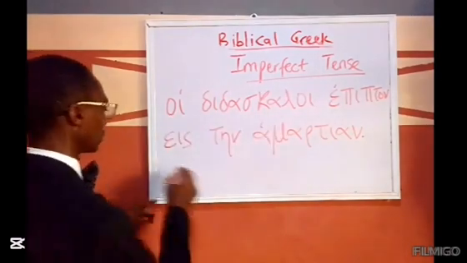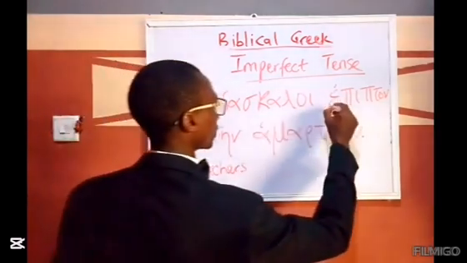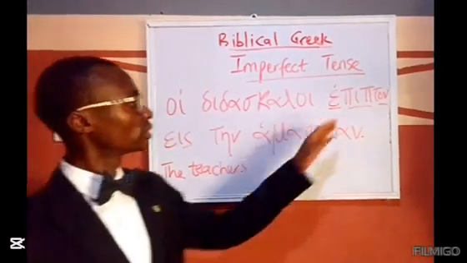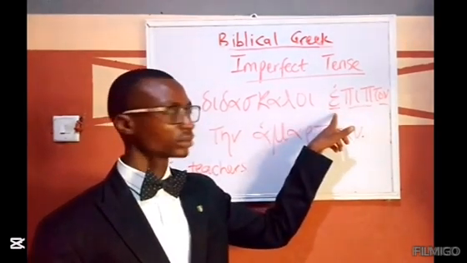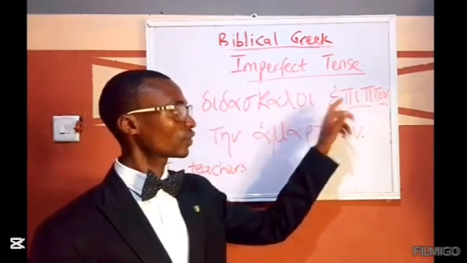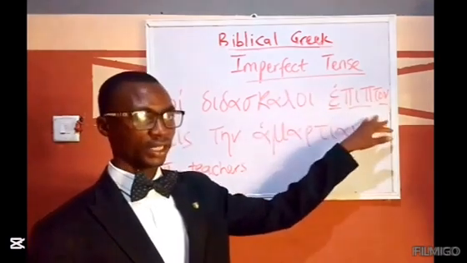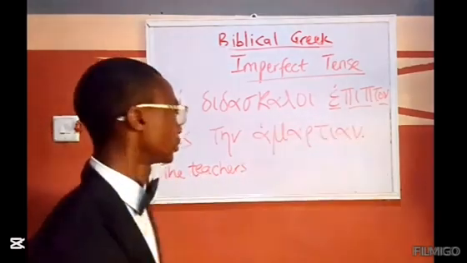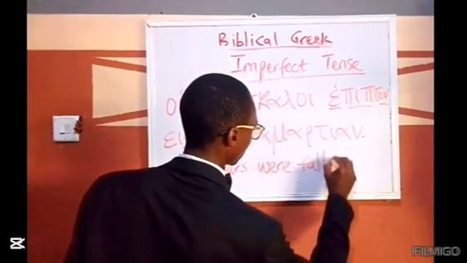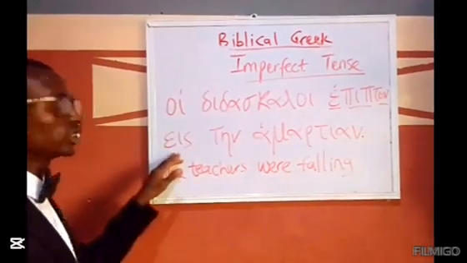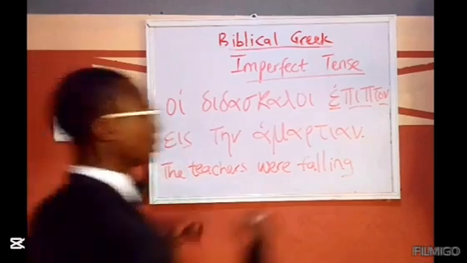Hoi didaskaloi means the teachers. Epipton: pipt means fall, that's the augment meaning used to or were, and the ending talks about the third person plural, that's they. So that's they were falling or they used to fall. So the teachers were falling or used to fall. Now, eis means into, a preposition. We're falling into.